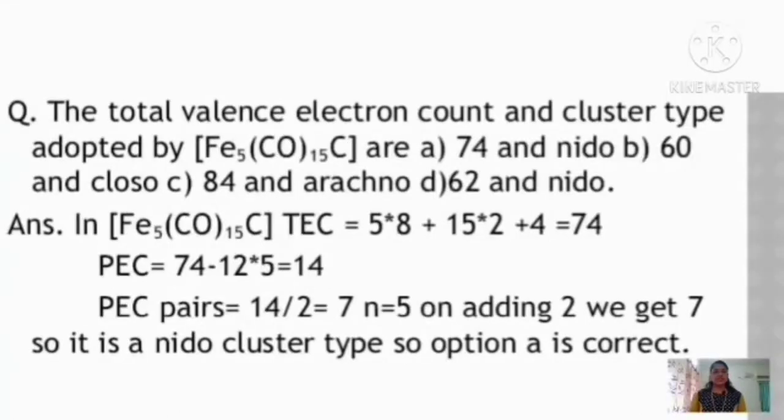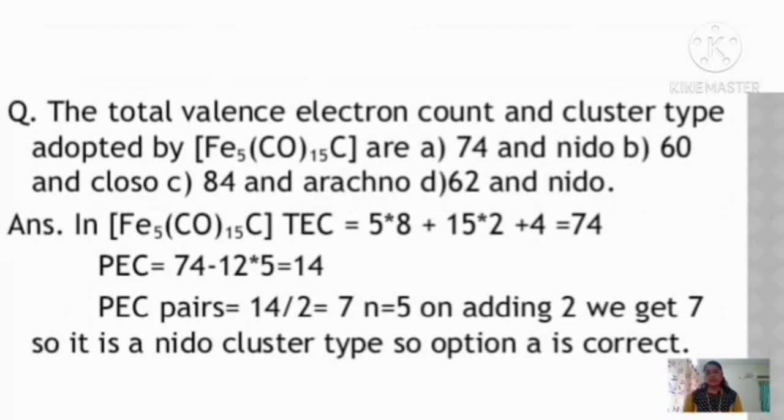So coming to the next question, which was asked in CSIR: the total valence electron count and structure type adopted by Fe5(CO)15C. Options are given: A is 74 and nido, B is 60 and closo, the third option is 84 and arachno, and D is 62 and nido.